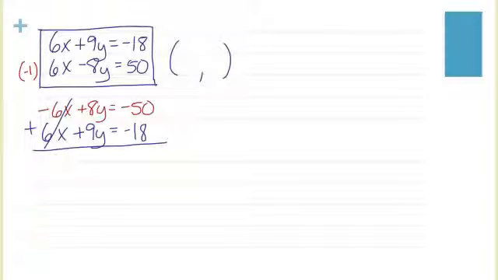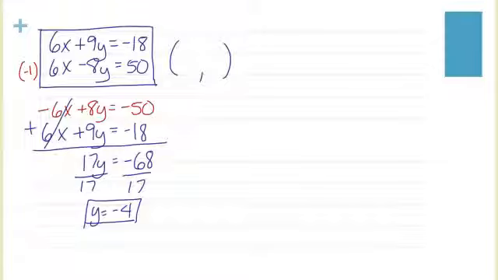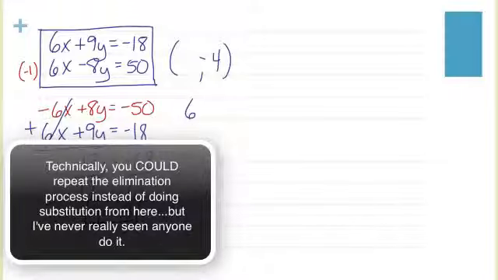So positive 8 plus 9, 17y, negative 50, negative 18, negative 68. Divide both sides by 17, and I get y equals negative 4. So there's one of my answers. Put it up here so I don't forget I have another answer still. And then now, from this point forward, it's just like substitution. We're still going to substitute. So that's why I call the other one double substitution, because even if you do elimination, you still have to substitute. So it doesn't matter which of the equations I go back to.